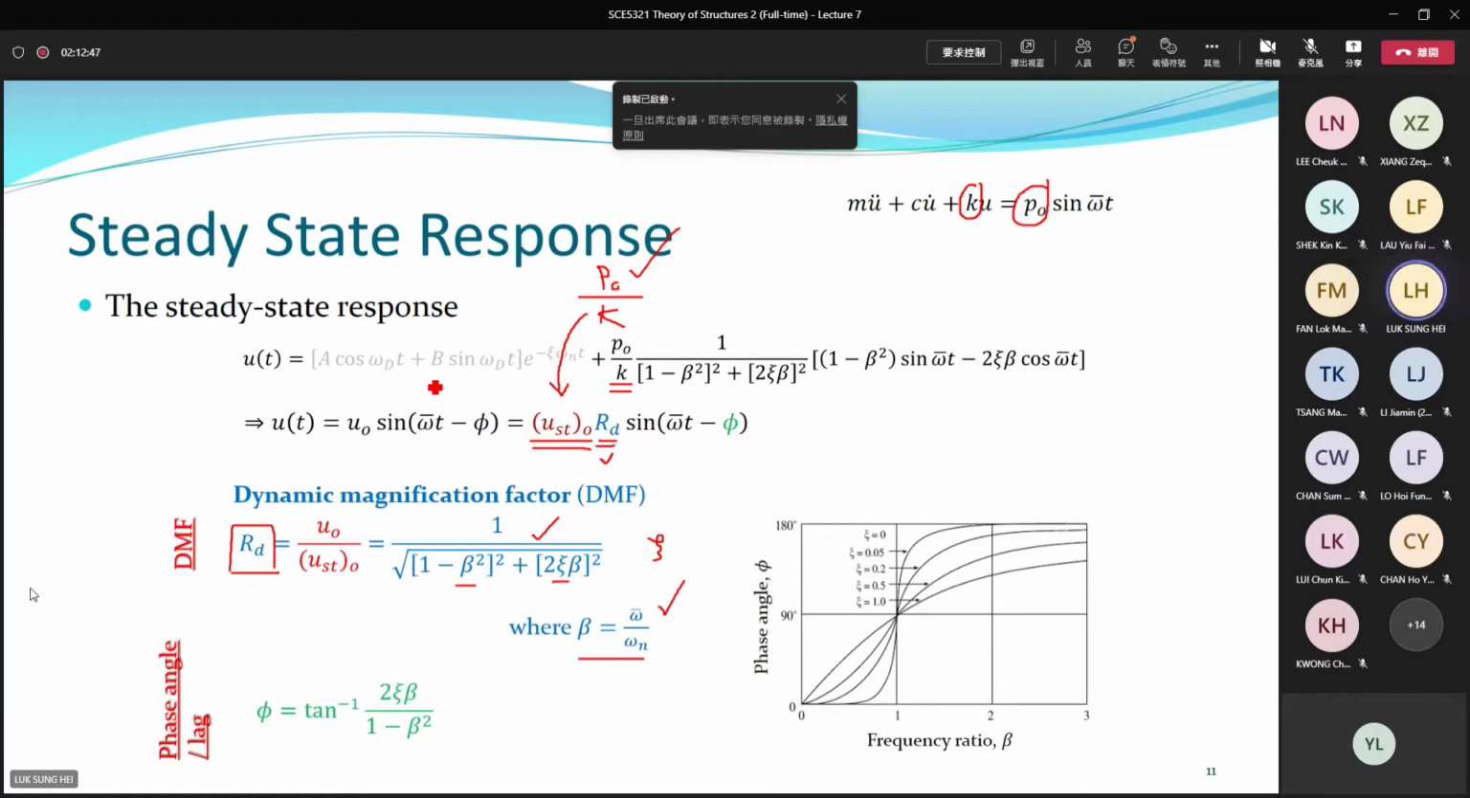The last one is the phase angle. The phase angle appears inside the sine function. I will explain the meaning of them using two simple examples.